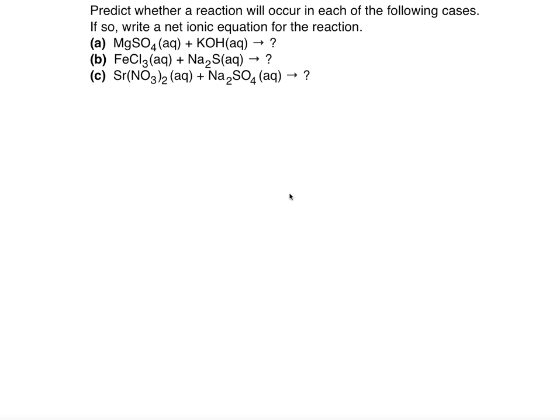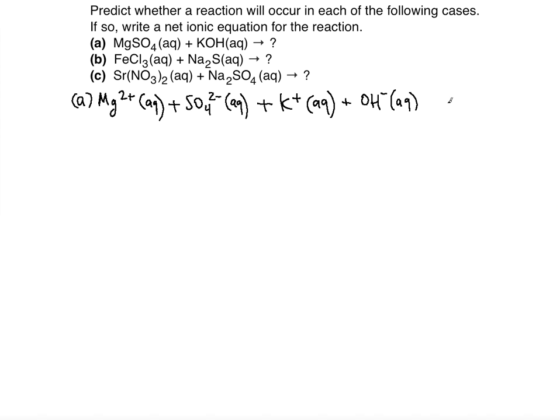So we're going to predict here whether a reaction will occur in each of the following cases. Okay, so the first part is to write ionic equations. Okay, and then the sulfate, and then the potassium, and the hydroxide. So right away you might think of magnesium hydroxide. Okay, and so we're thinking of this.